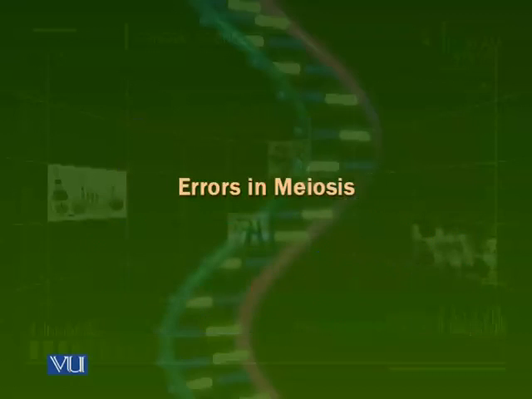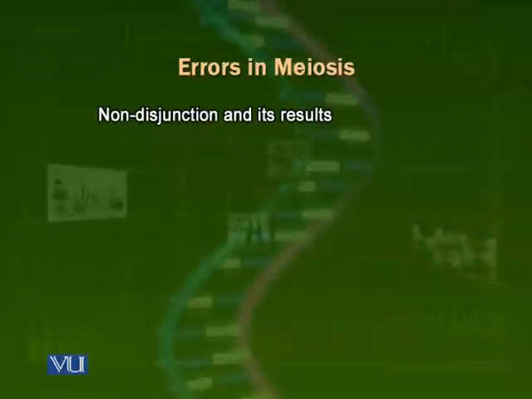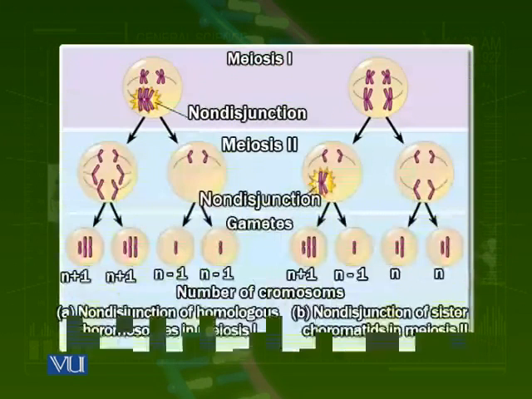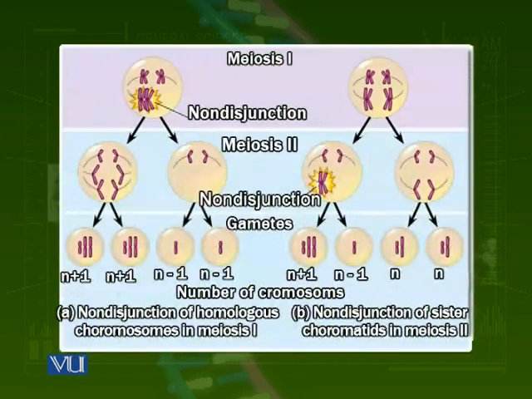Now what happens if an error occurs in meiosis? Errors in meiosis could have serious consequences or disadvantages. Usually, errors in meiosis come from non-disjunction. To understand non-disjunction, we have to look at a diagram. As we know, meiosis has two phases, meiosis I and meiosis II, which result in the formation of gametes.